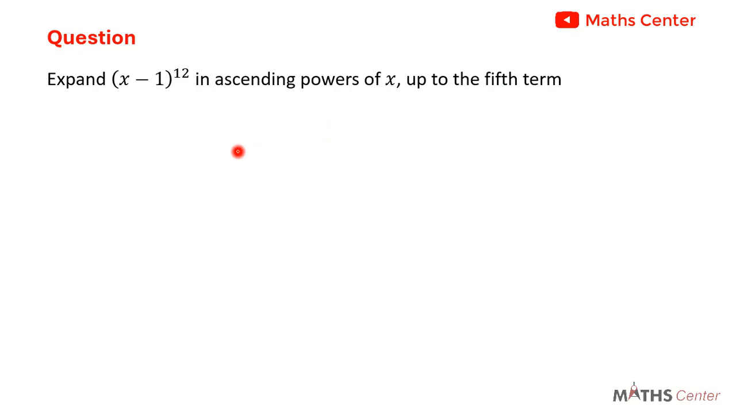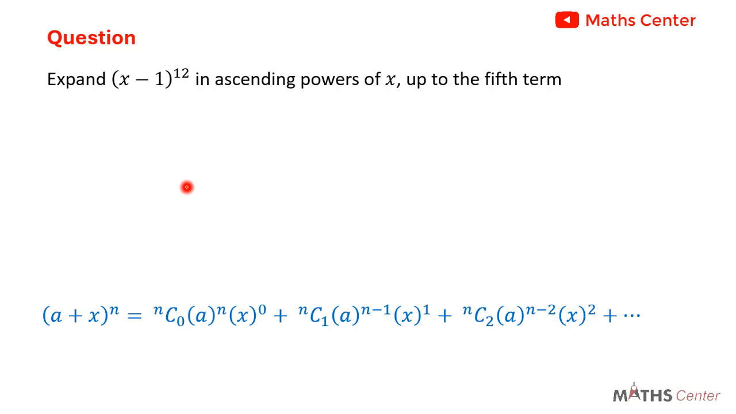Now let's consider something. We know that from the binomial theorem, if we have a plus x exponent n, we can expand it as n combination 0, a exponent n, x exponent 0, plus n combination 1, a exponent n minus 1, x exponent 1, plus n combination 2, a exponent n minus 2, x exponent 2, then the order continues. I want you to pay attention here.